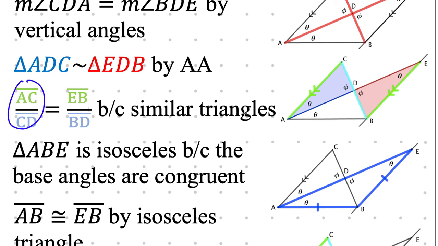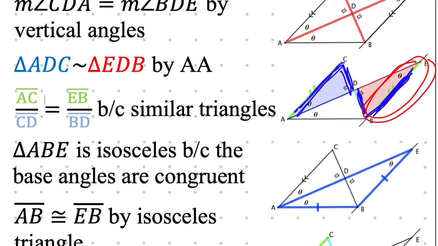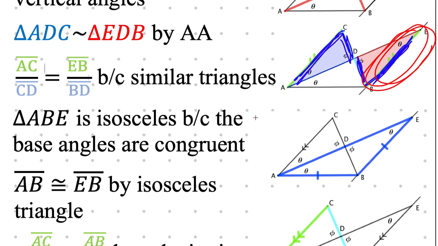So AC over CD, so this line segment over this line segment, sorry, CD, yeah. So these two are proportional to EB. So EB is this one over BD, which is close to what we're saying. We need to somehow say, hey, instead of using this line segment right here, use this one instead. That will give me my proof. So how do we get there? Well, check this one out.